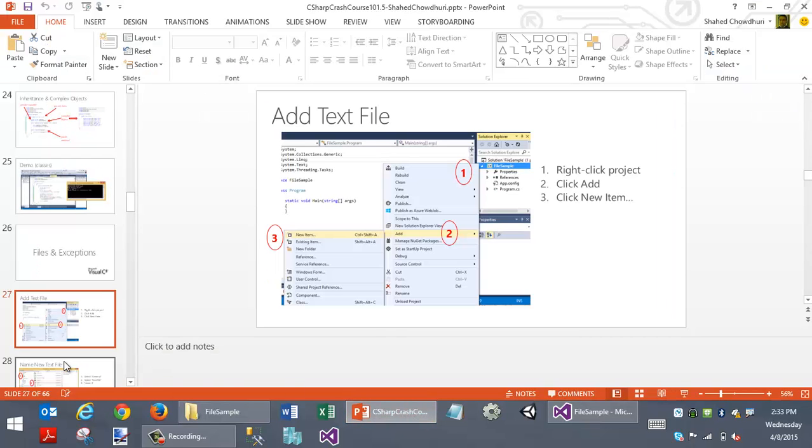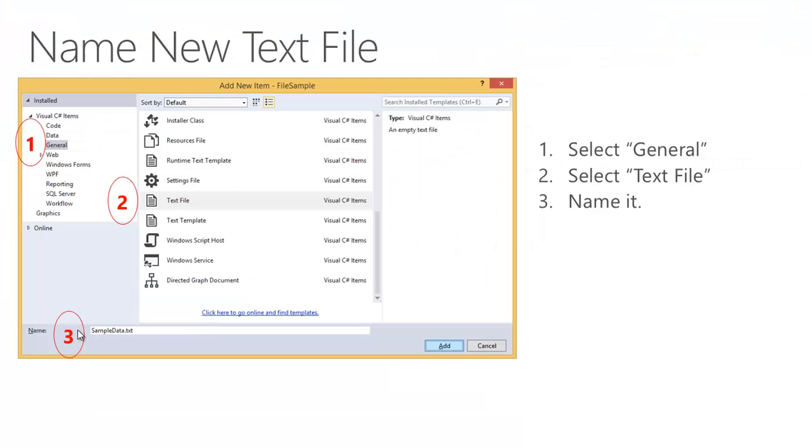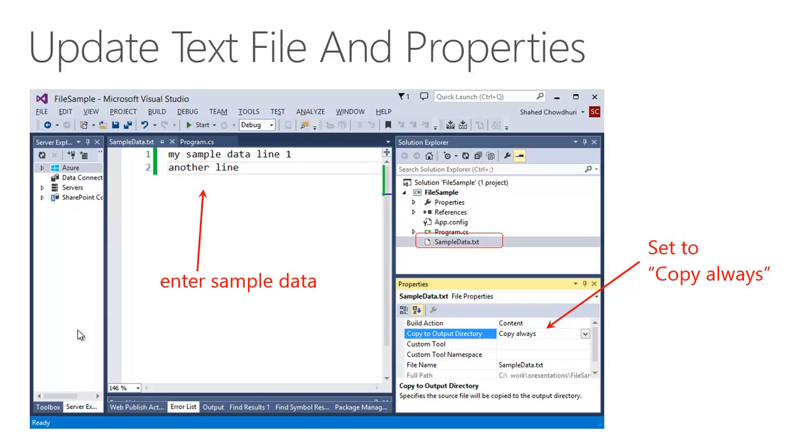Let's take a look at how the program works. So we've added a new text file. We've selected General. We've selected the text file, and we've renamed it. And we've added some sample data to it. You'll notice that I've highlighted something down here in the Properties panel. It says Copy to Output Directory, Copy Always.